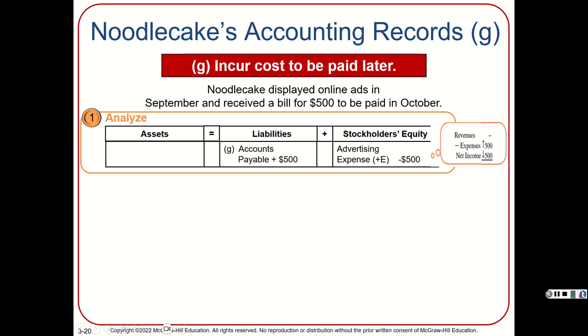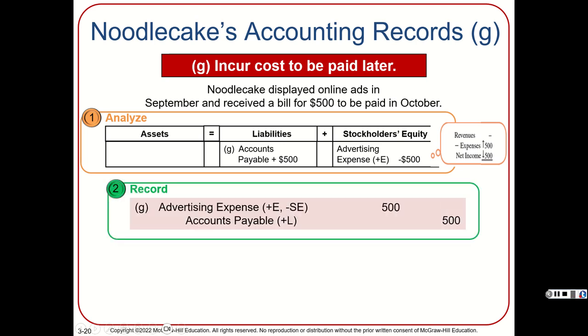So when you are working with these kinds of bills where the services are a one-time cost, they're going to be in your accounts payable, and your accounts payable, as we know, is a current liability. And then your advertising expense is going to increase as well. Advertising expense is your debit and your accounts payable is your credit.